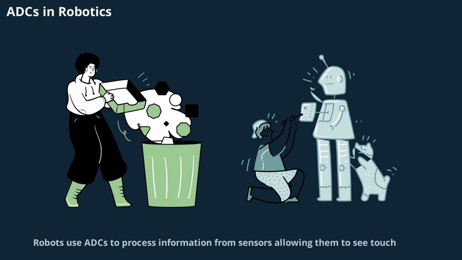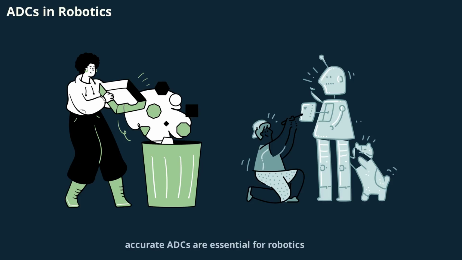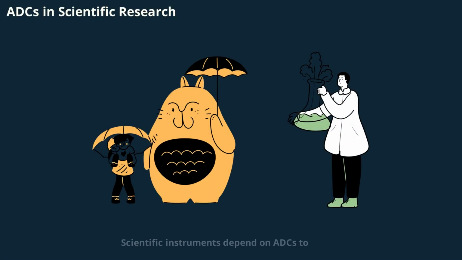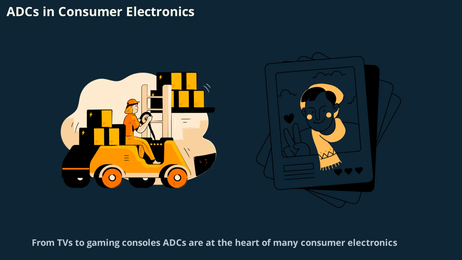Robots use ADCs to process information from sensors, allowing them to see, touch, and interact with their environment. High-speed, accurate ADCs are essential for robotics, enabling precise control and real-time decision-making. Scientific instruments depend on ADCs to capture and analyze data from experiments. Whether it's measuring tiny voltage changes or recording seismic activity, ADCs provide the digital data scientists need to make discoveries and advance knowledge. From TVs to gaming consoles, ADCs are at the heart of many consumer electronics.